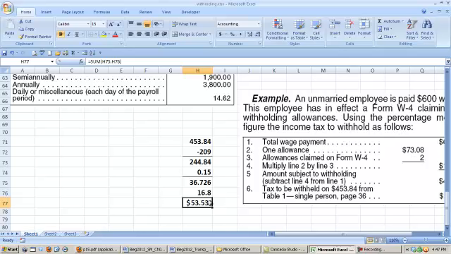The wage bracket method is easier. It gives us whole numbers. The percentage method here is a little more challenging to work through. And in the end, we're probably going to have some pennies left over. We're not going to have some nice round numbers.